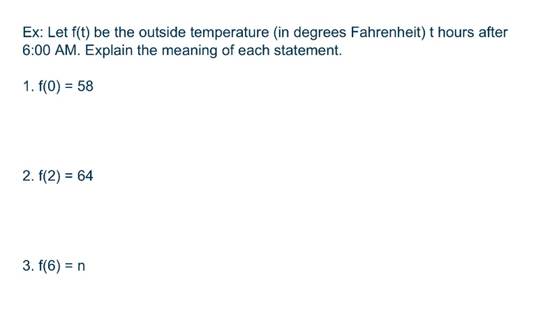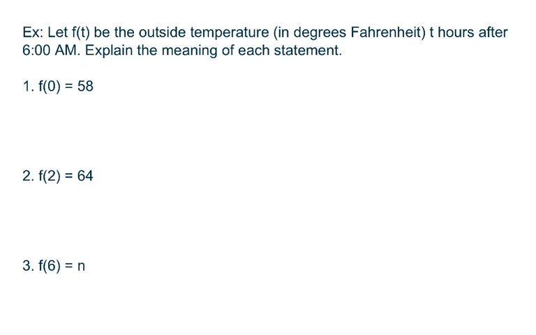Okay, let's move on to something a little more, I guess you'd call it abstract, maybe a little more general. We've got an example here. Let f of t, so now we're going to use a different variable, be the outside temperature in degrees Fahrenheit t hours after 6 a.m. Explain the meaning of each statement.